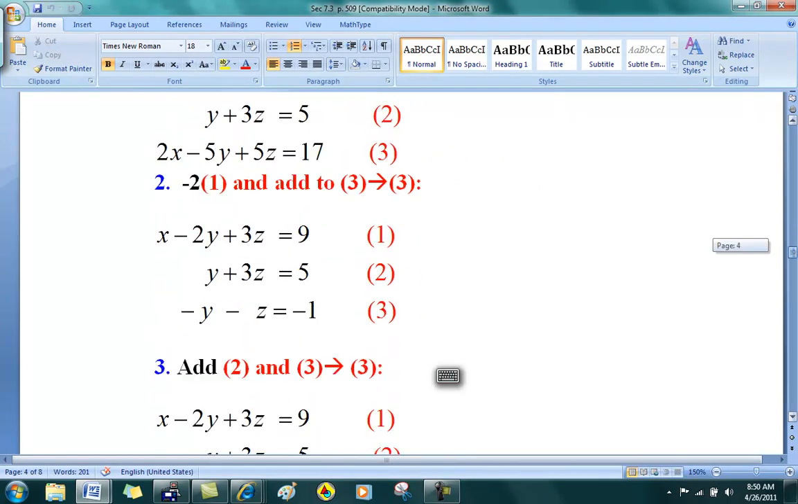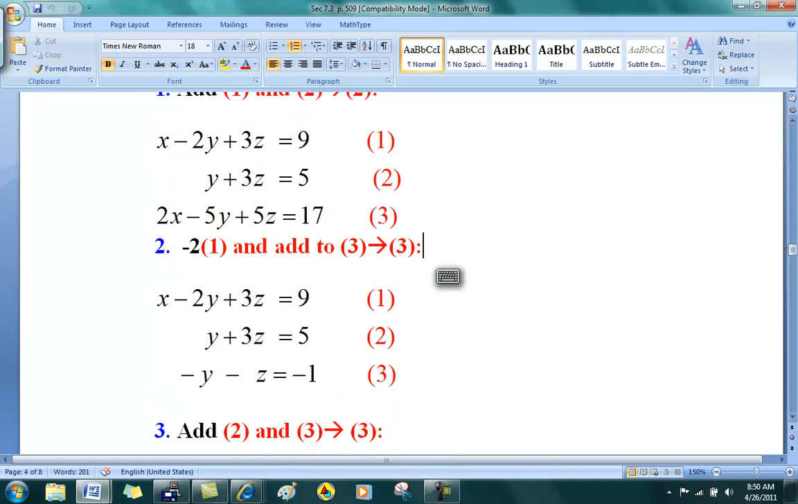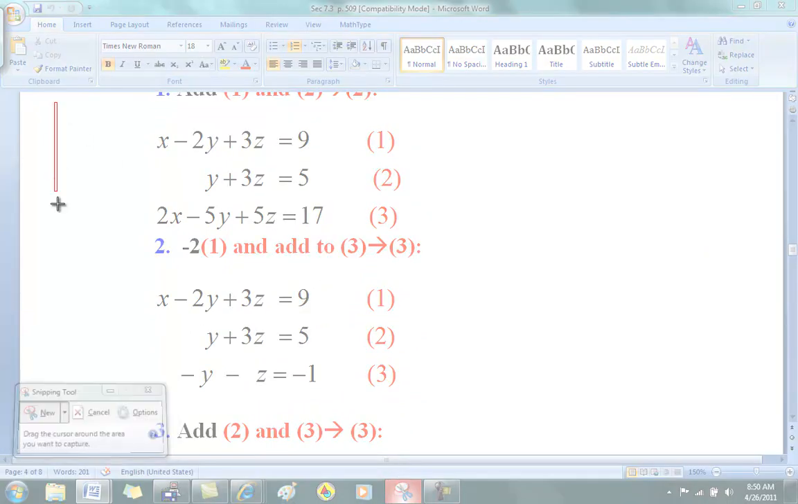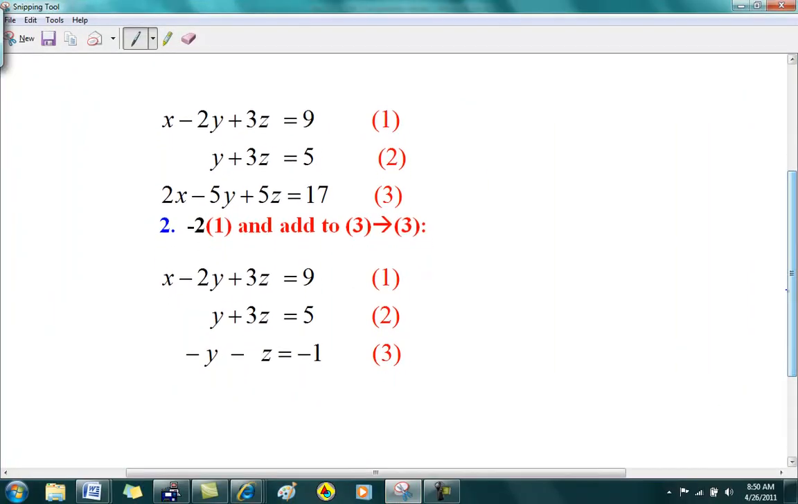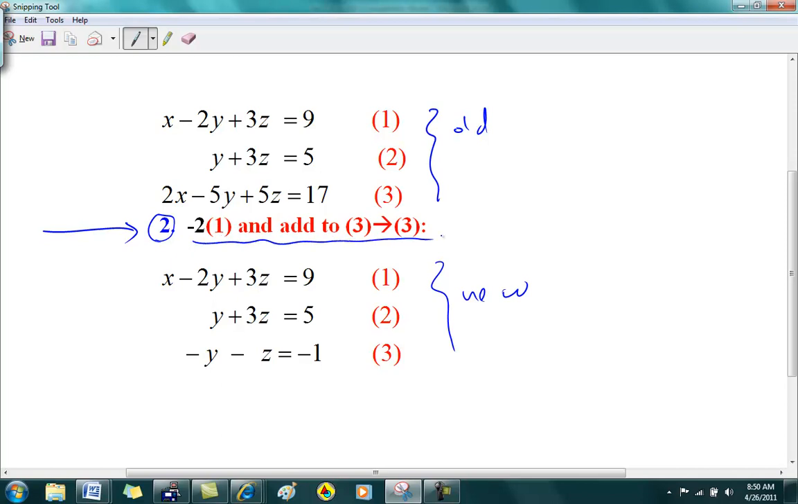So here we are. I'm starting out with the system to get here, and here's my step number 2. That's my step number. This is what I'm doing to it. So step number 2 is replacing equation number 3. So 1 and 2 should be unchanged, as you can see. 1 and 2 are unchanged. Step number 2 is obtained by taking the first equation, multiplying it by -2, and adding it to 3.